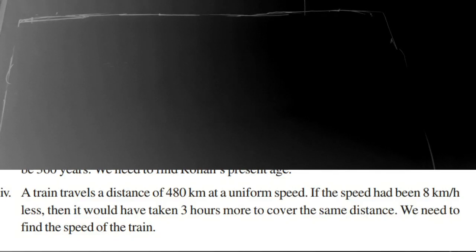Hi my dear friends, in this video we are going to learn quadratic equations exercise number 1, question number 4. So very interesting question. A train travels a distance of 480 kilometers at a uniform speed. If the speed had been 8 kilometers per hour less, then it would have taken 3 hours more to cover the same distance. We need to find the speed of the train.